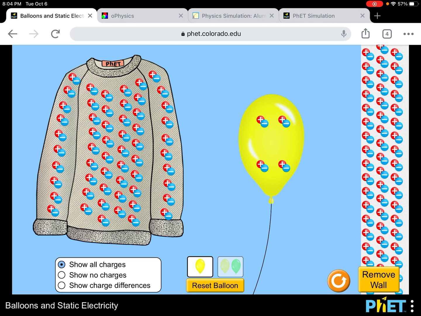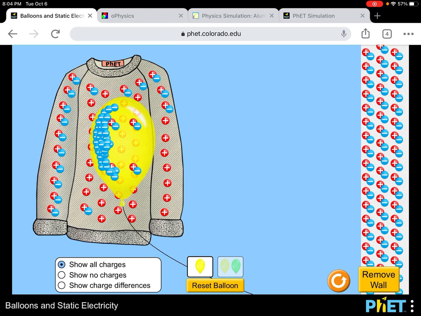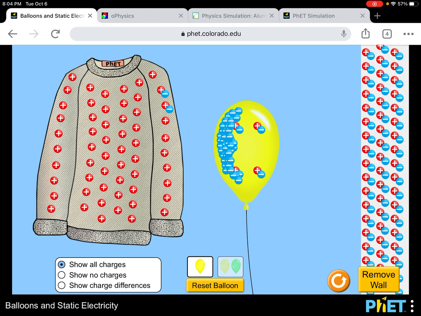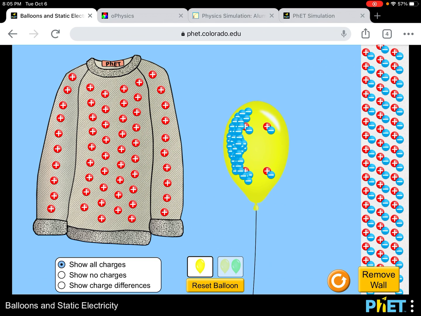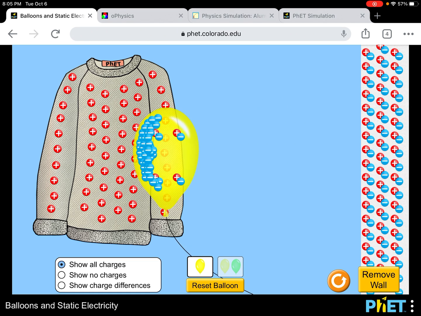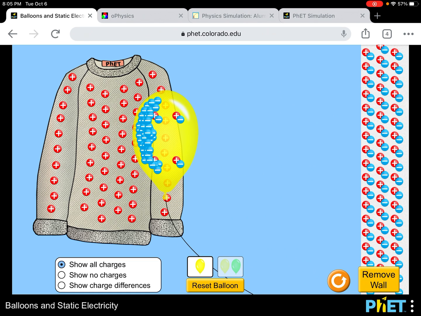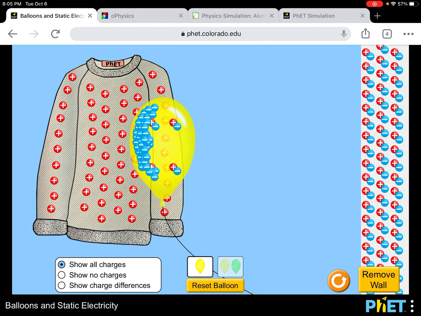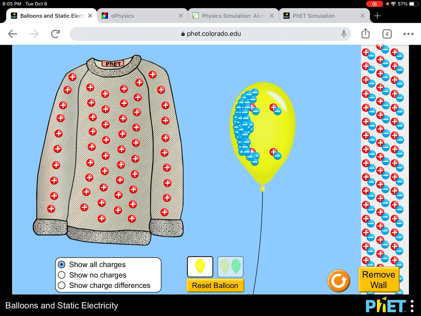Here we've got a neutral wall on the right, a yellow balloon that is neutral, and a sweater that is neutral. And what I'm going to do is rub the balloon on the sweater and pick up these negative charges. Now the balloon is negatively charged and it's attracted to the sweater. And maybe you've had this happen in the winter time. Your hair might get staticky or your clothes might get staticky, we say, because it's got a net negative charge. It picks up electrons more easily in the low humidity.